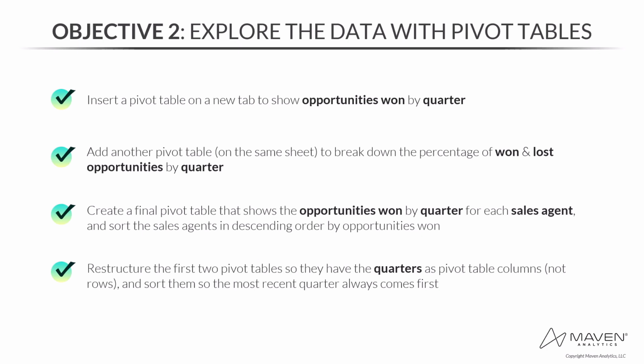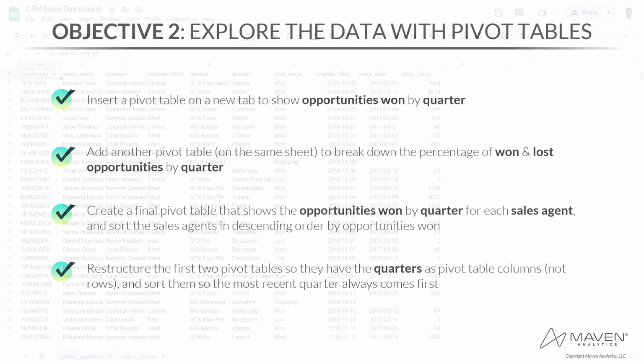And then to cap it all off, we're going to restructure those first 2 pivot tables so that they have the quarters as pivot table columns instead of rows, and then we're going to sort them so that the most recent quarter always comes first. So let's go ahead and work through these.